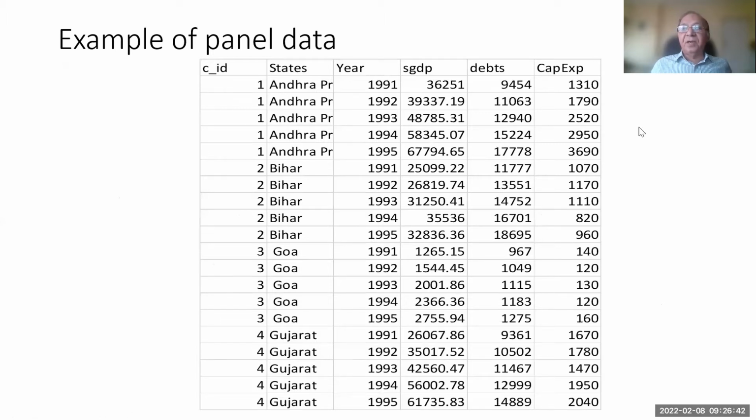Now, let me give you an example of panel data. Say I have got 5-6 states. For each state, say for instance Andhra Pradesh, I have got 5 years of data from 1991 to 1995. I have got their state GDP, I have got the debt, capital expenditure. So I am interested in whether SGDP depends upon debt and capital expenditure, or on both. So what is common among all the states? Is there anything common among all the states? For instance, Bihar, Goa, Gujarat. So I can see the data of these. This will be yearly data for Andhra Pradesh, 5 years of data for Bihar, 5 years for Goa, 5 years for Gujarat. This has been given. So this kind of data is panel data.